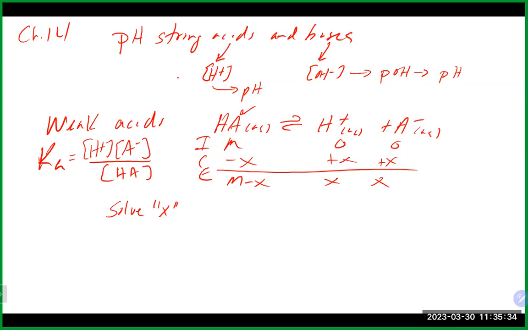So you can make your assumption, which a lot of times will work. You could also obviously do the quadratic or any other way to solve these. When you do solve, X will equal the H plus concentration. And then you could go into the pH equation to get to your pH.